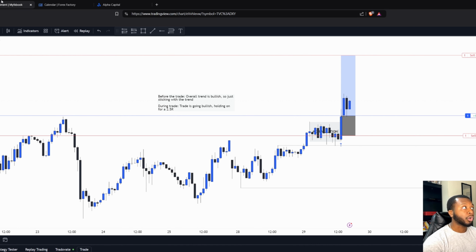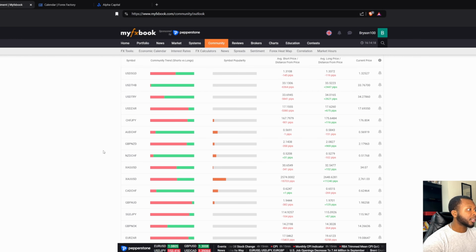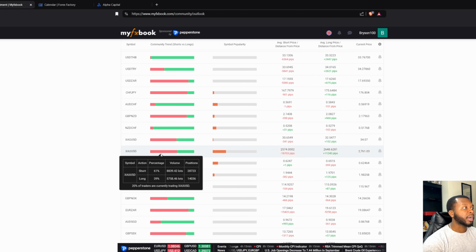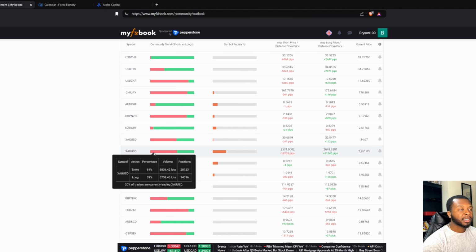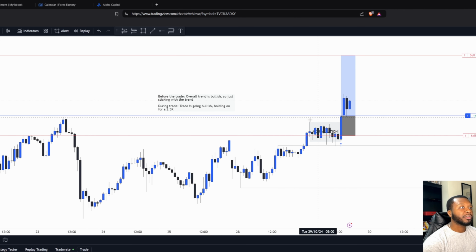So for gold, if I just scroll down to gold right here, what we can see is that 61% of people are currently short on gold and 39% are actually long. Now, the reason why I went long is because I know that majority of traders are unprofitable. So I want to do the opposite of what they're doing. If traders are going short, chances are they will get taken out. Most of the times they will be taken out is because it creates a lot of liquidity.